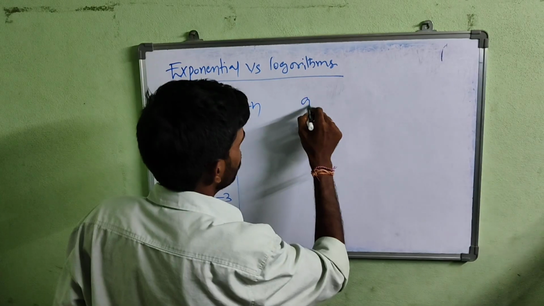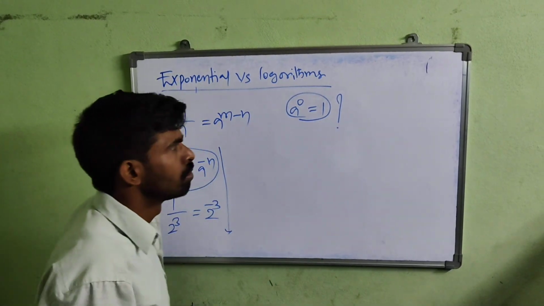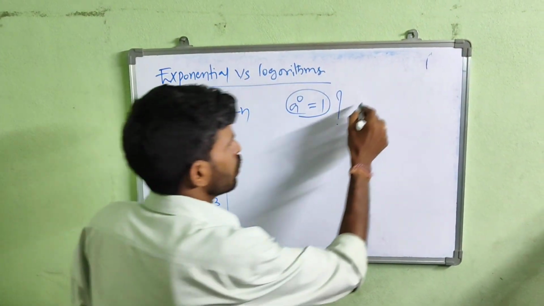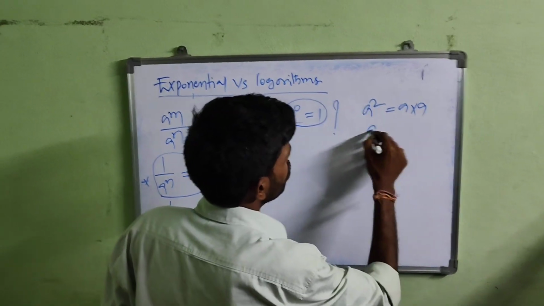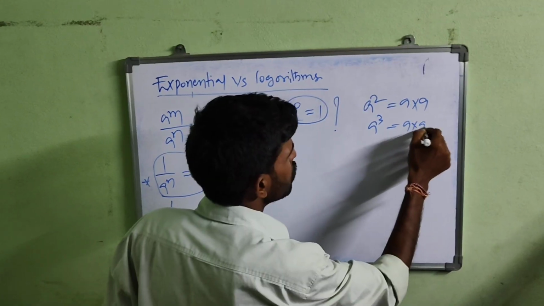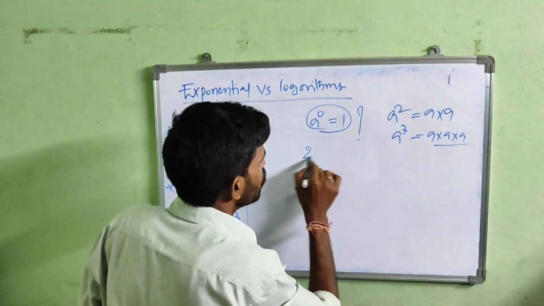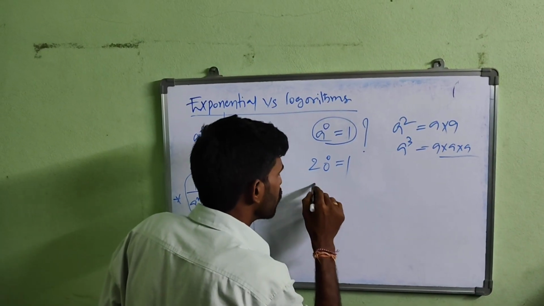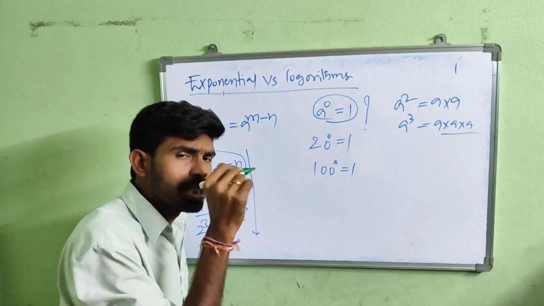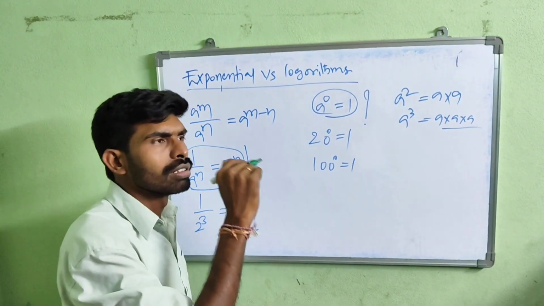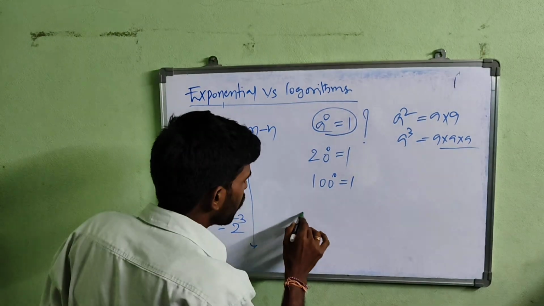Another thing is a power 0 is equal to 1. But how? A square means a 2 times, a into a. A cube means a 3 times. But a power 0 is equal to 1. 20 power 0 is also 1. 100 power 0 is equal to 1. Any number power 0 is equal to 1. But why? Now see why it happened.